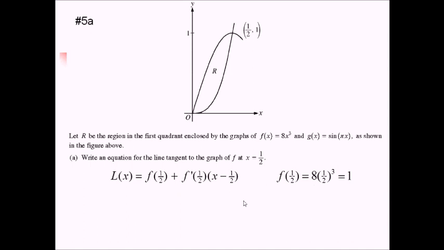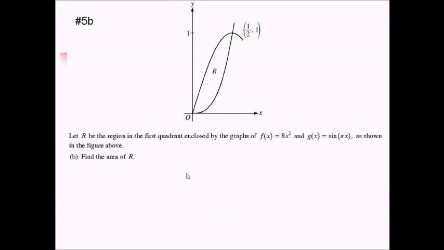All right, how about f prime? So f prime of x is going to be 24x squared. Plugging 1/2 into that, I have 24 times 1/2 squared. That's 24 times 1/4, or 6. You didn't have to simplify it, but I did just because. So let's plug all that back in now. We have L of x equals, this is now going to be 1 plus 6 times x minus 1/2. And there's our tangent line.